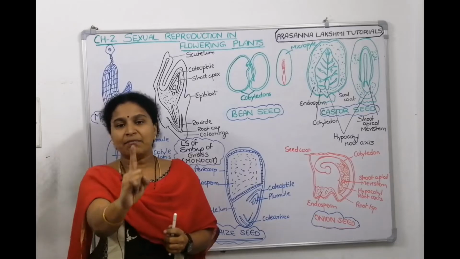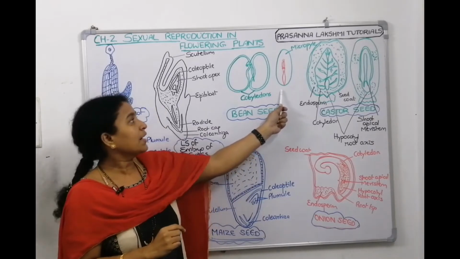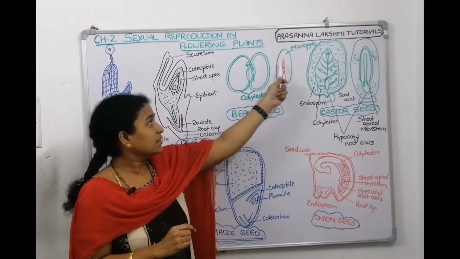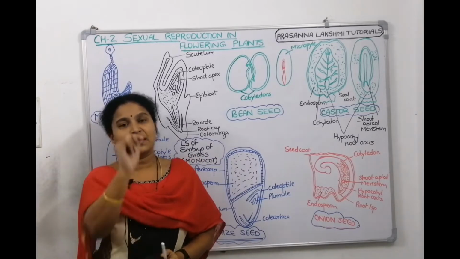When you take the seed and look straight at it like this, this is the view we get. In that, they are telling this side is the micropyle and this is the embryonic axis. You are looking at the seed straight in this manner.